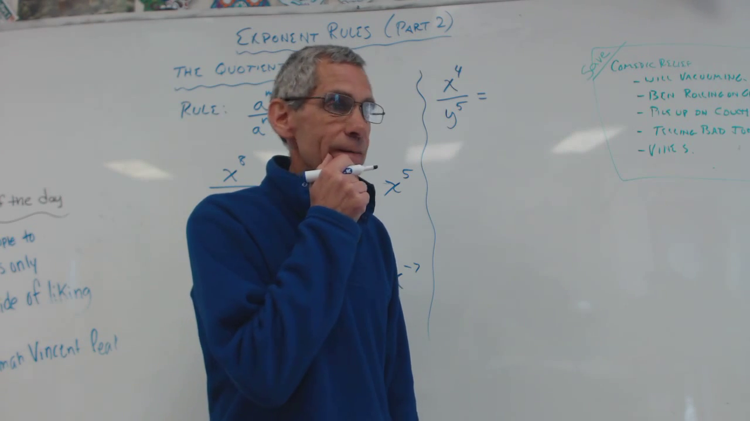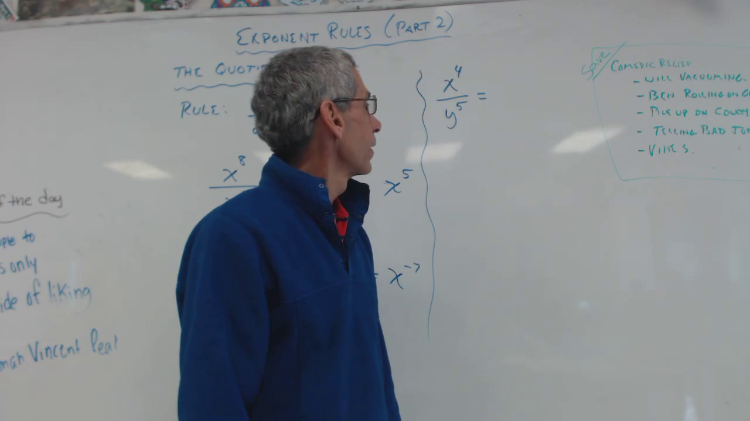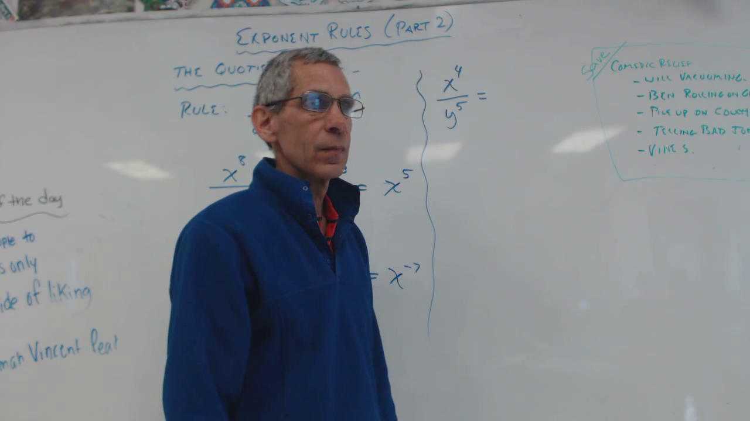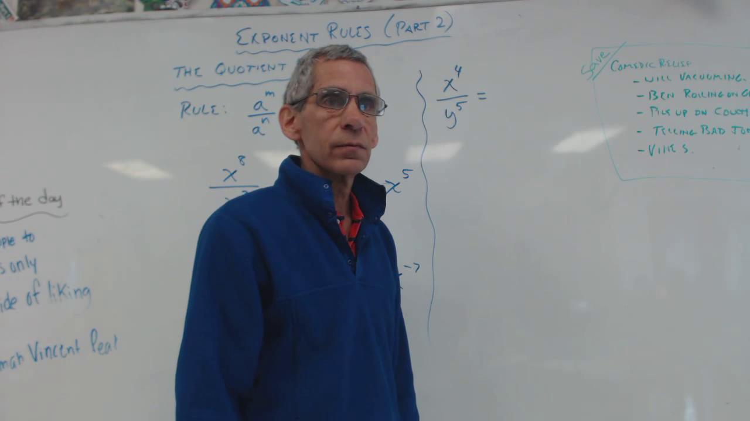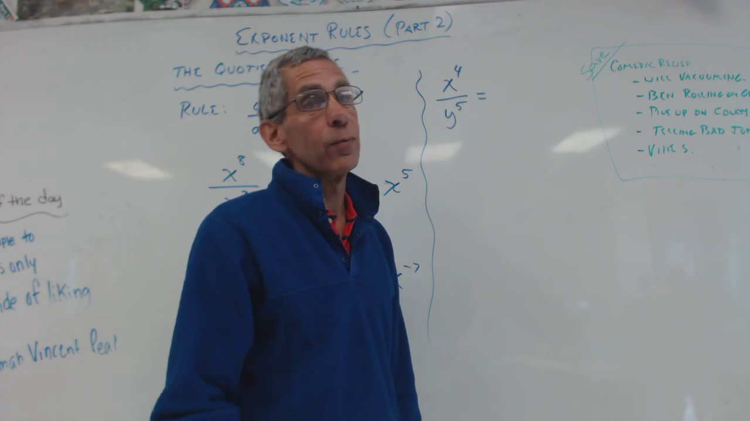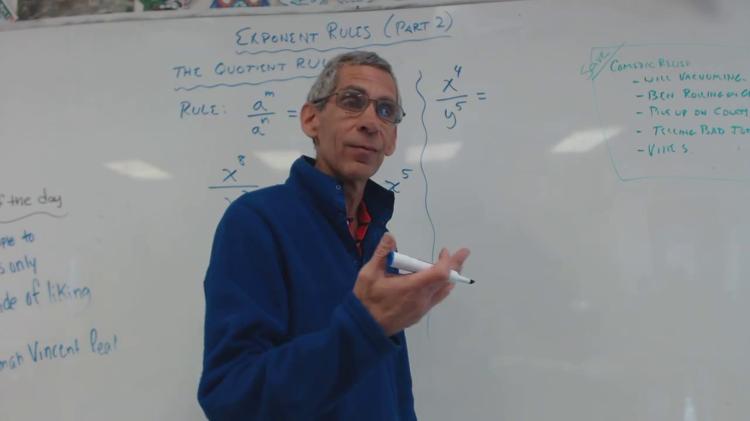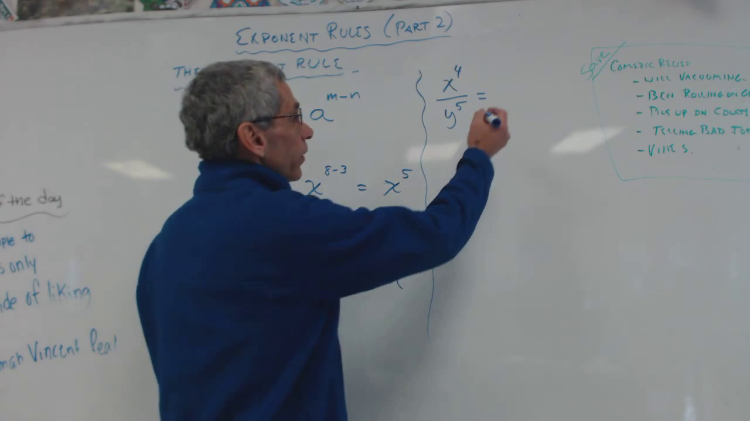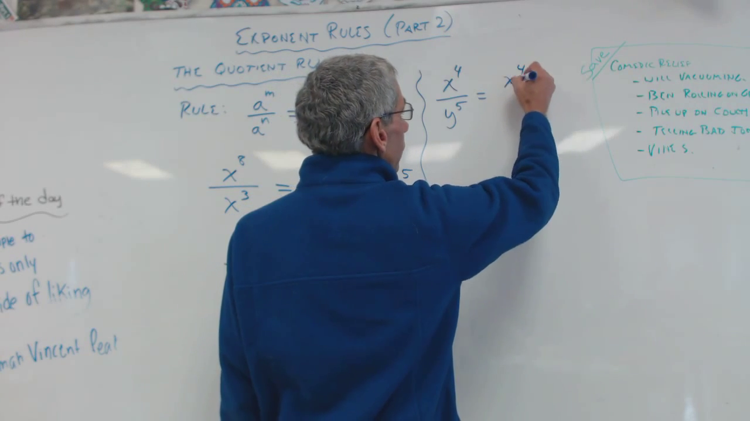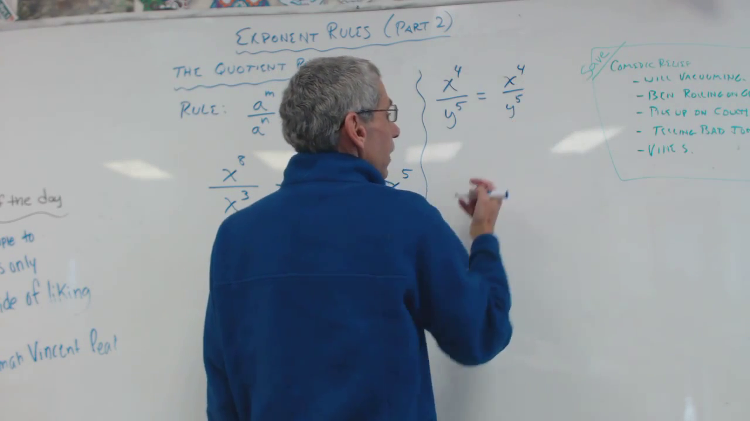X is always X, but Y could be 7, or 8, or it could be 6. It could be, but we don't know. So you can't combine it. You can't just make an assumption. So that's just going to be the same thing: x to the 4th over y to the 5th. Can't do anything. They're not the same bases.